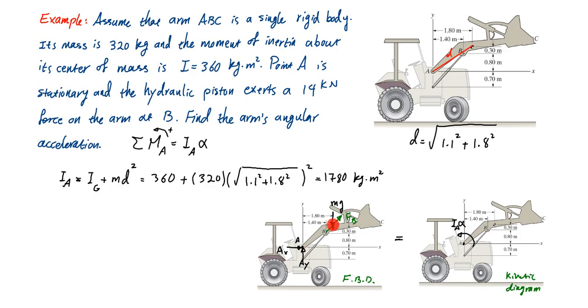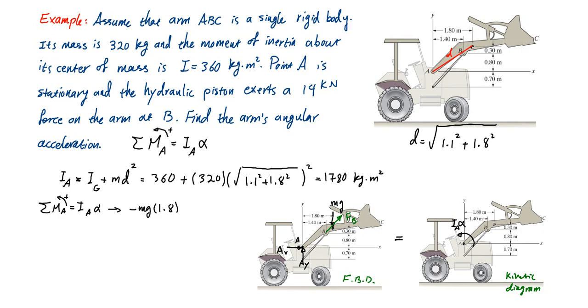Now I have mg, the weight. mg is downward. I took counterclockwise as positive. I know the distance between the weight and point A, so that creates a moment in the clockwise direction. So mg times 1.8, clockwise, so that would be negative. Let me rewrite it here: the sum of moments about A is equal to IA alpha. Positive is the direction of the motion. So I'll get minus mg times 1.8.